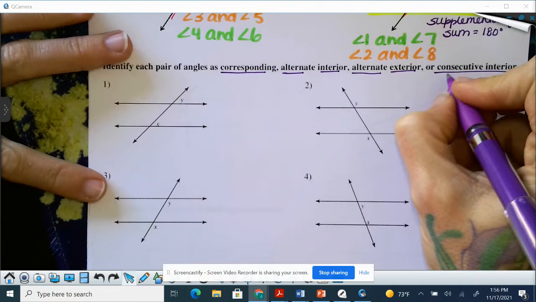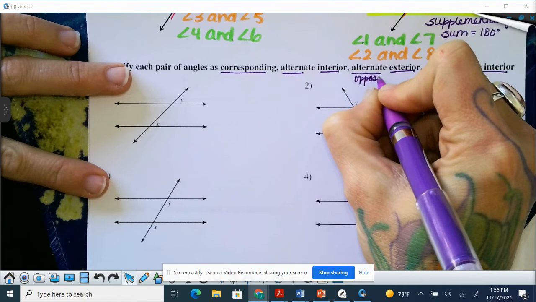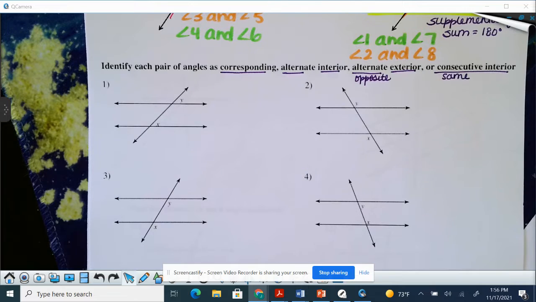So consecutive is going to be same. Alternate is going to be opposite side of the transversal. And hopefully exterior and interior are pretty self-explanatory by this point.